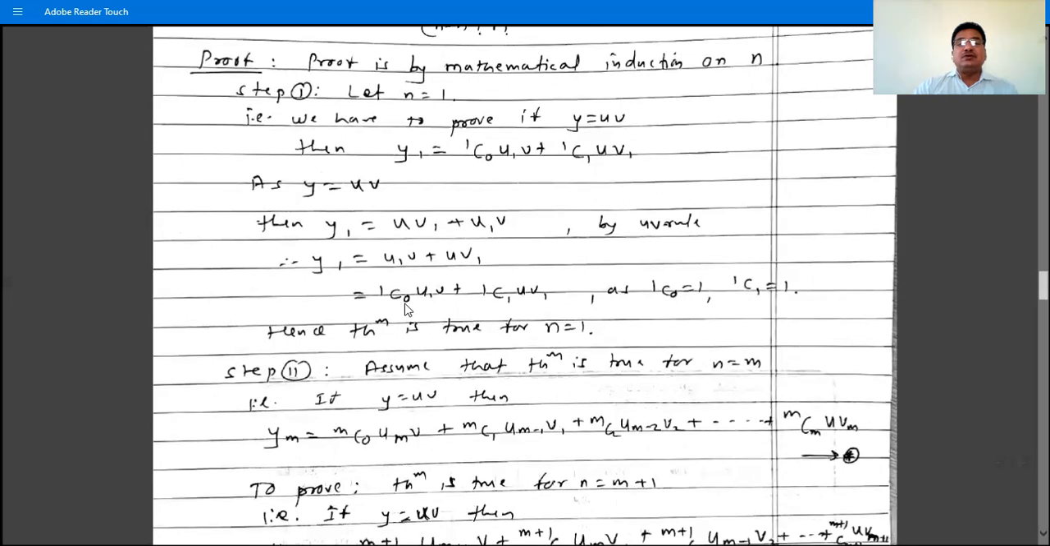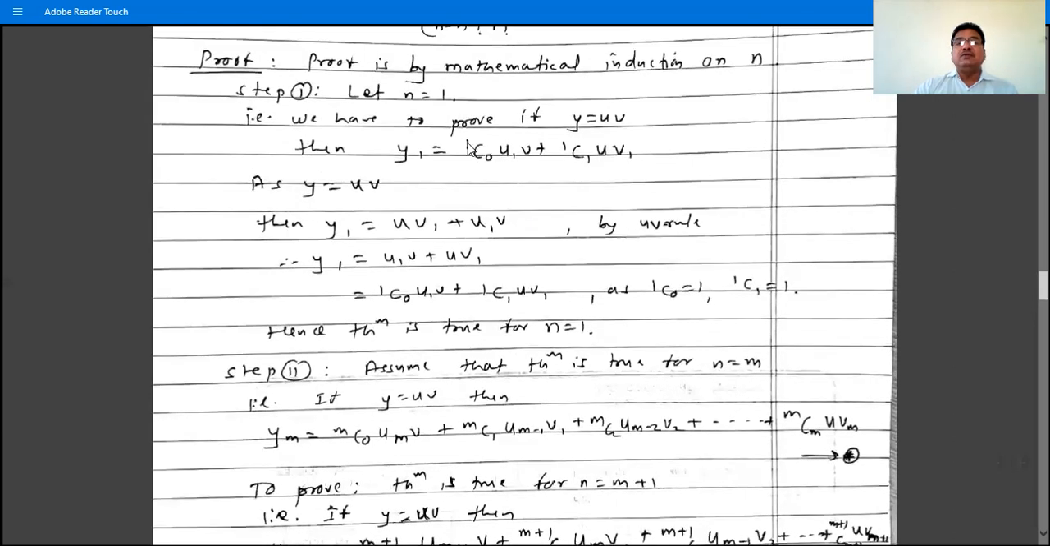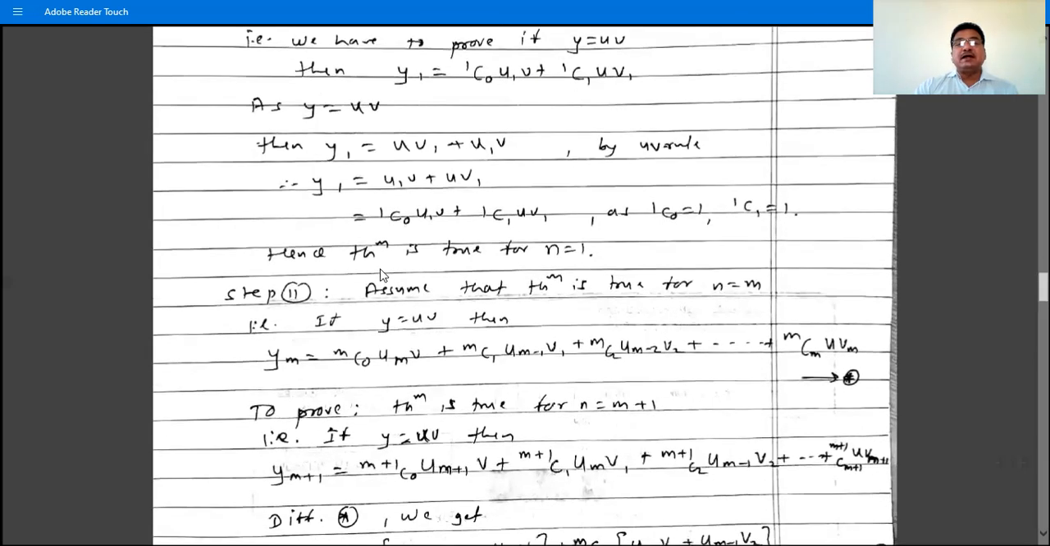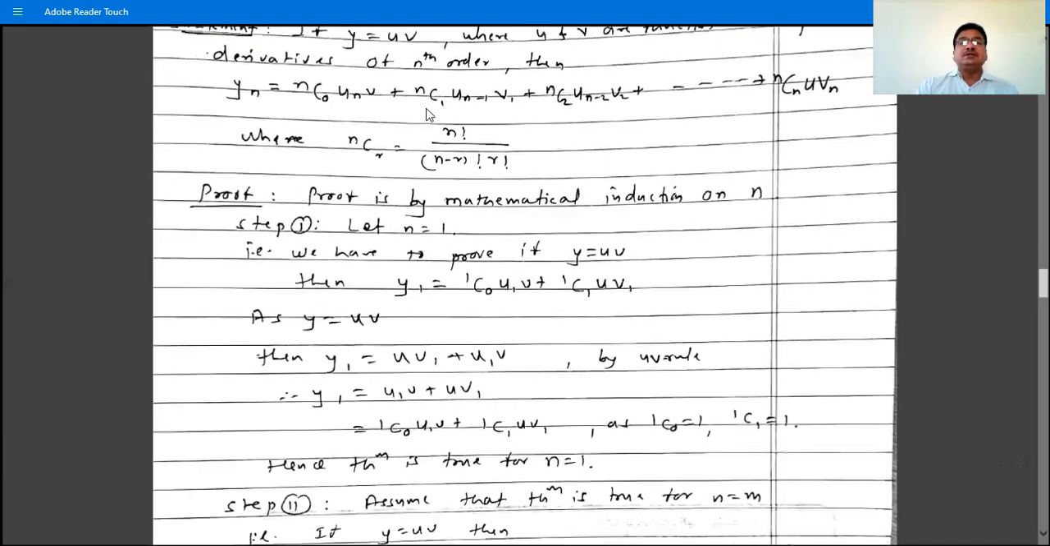The value of 1C0 is 1. So right here we have 1C0 u1 v, and right here is 1; write the value 1 as 1C1, because 1C1 is also 1. So u v1. Hence we have proved that y1 is 1C0 u1 v plus 1C1 u v1, so the theorem is true for n is equal to 1. So this is the first step.